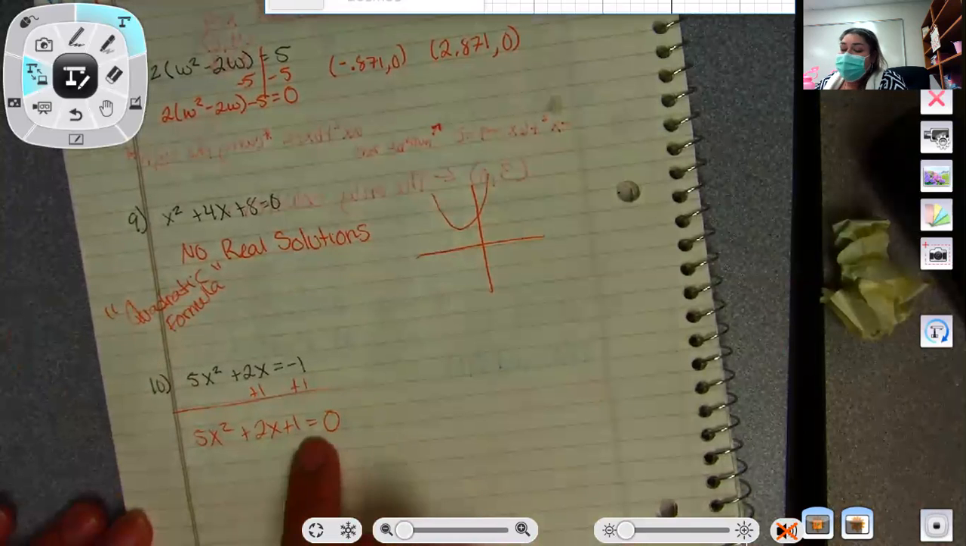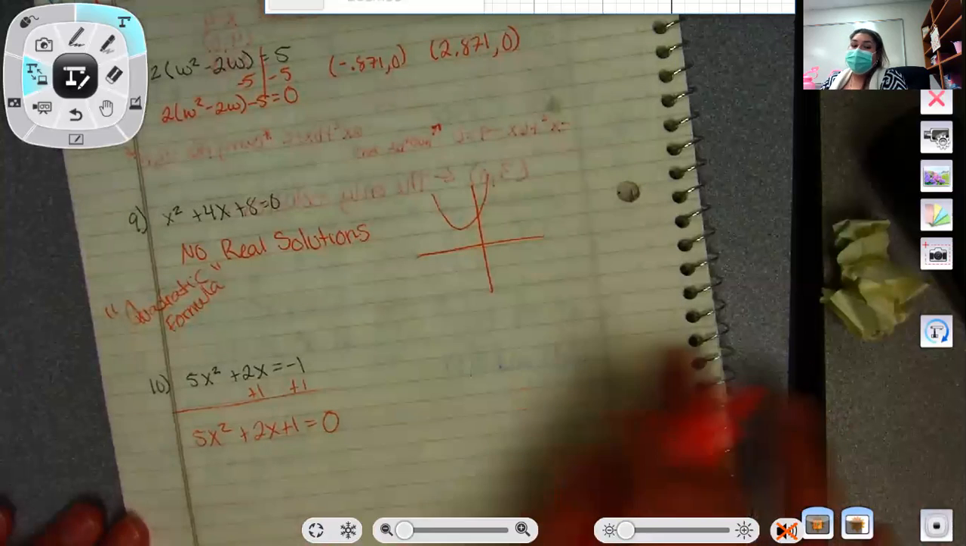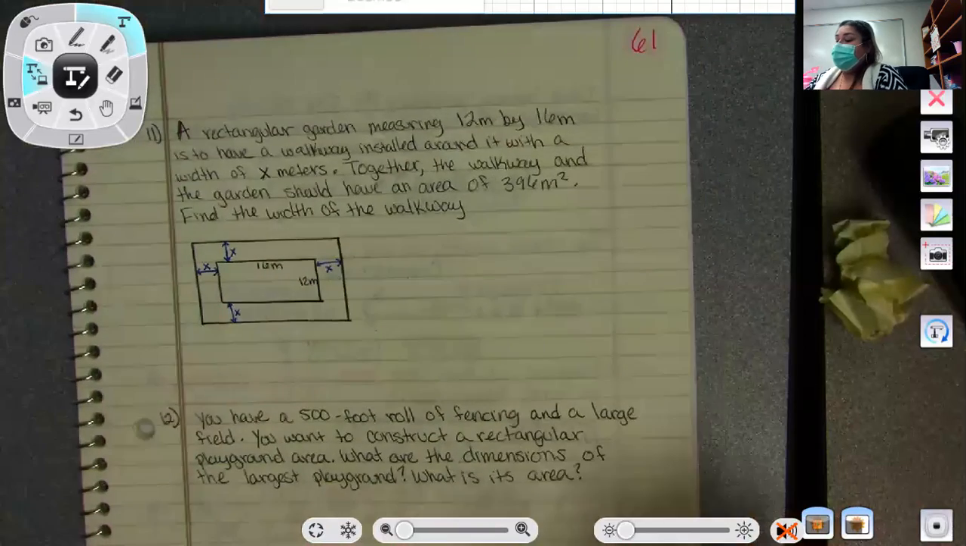I want to know where it equals 0 because this is the x-axis, the horizontal line, right? We talked about that. Okay, so y'all can do that on your own.